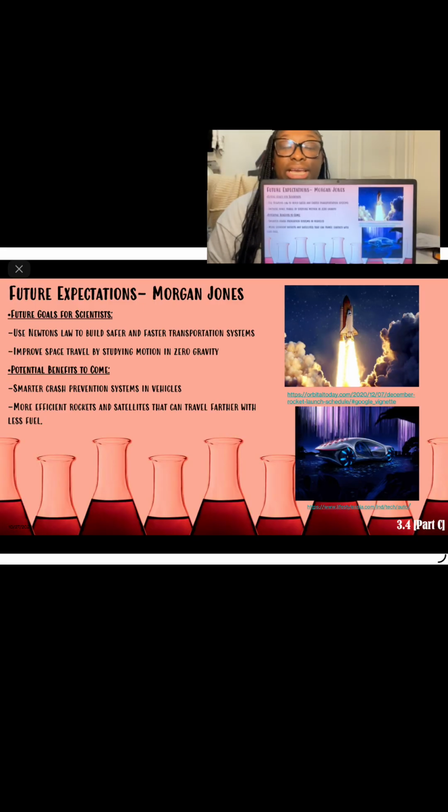Future expectations. Scientists hope to use Newton's law to make transportation faster and safer. Future space research will use motion studies to improve zero gravity travel. The goal is smarter crash prevention systems and more efficient rockets that travel further with less fuel. Galileo's early discoveries are still shaping the future of technology and exploration.